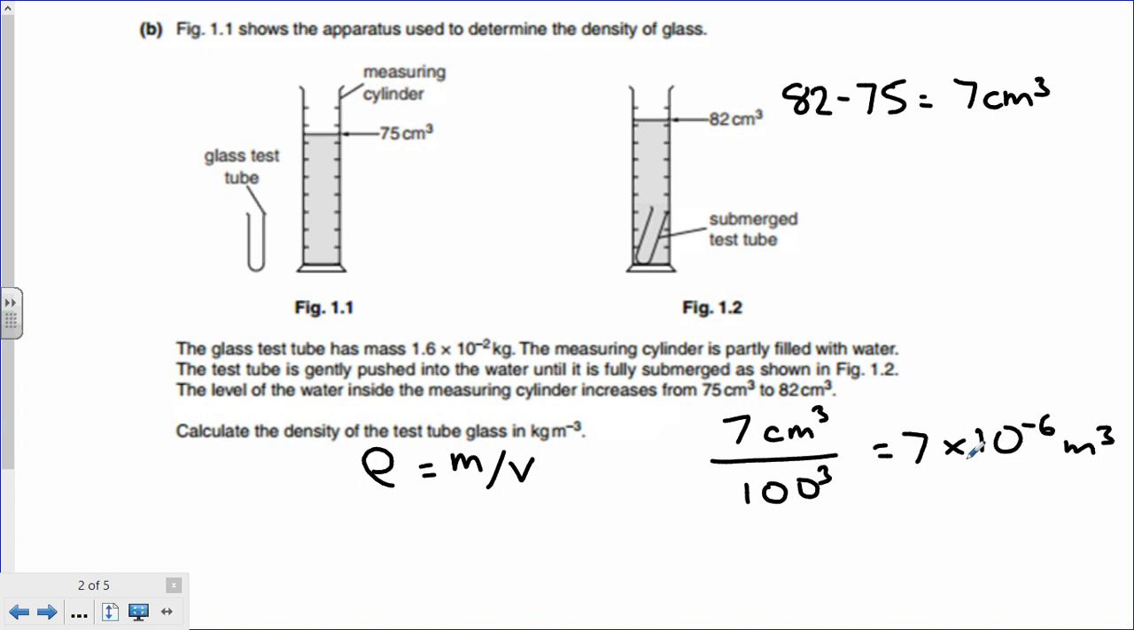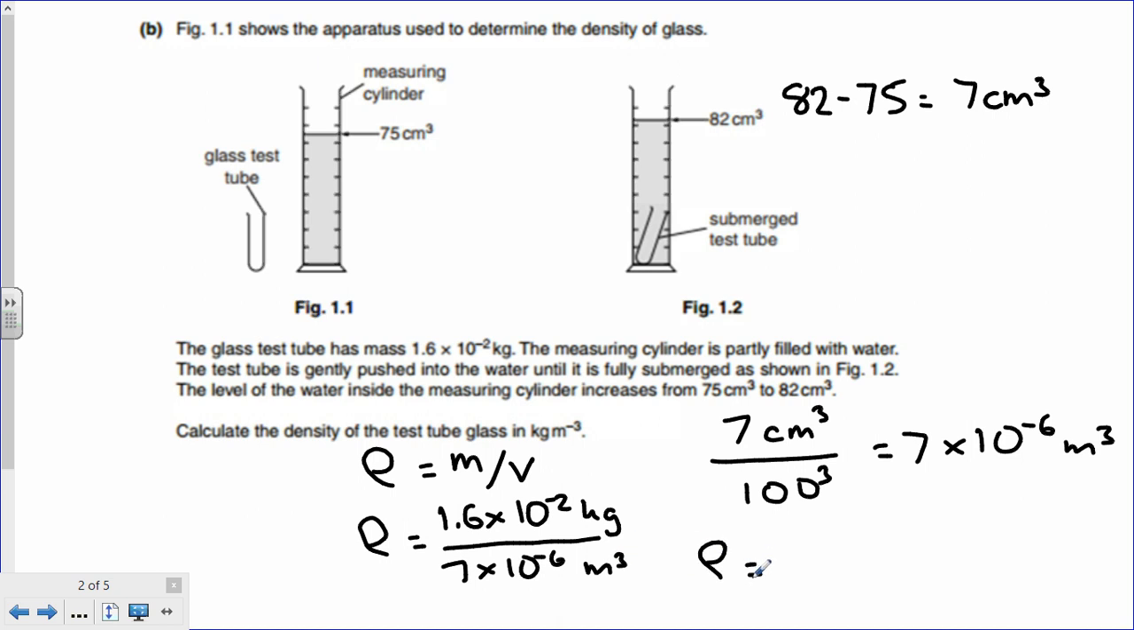So now we've got our volume in the right units and the mass, which we already had, so we can now plug these into our equation. So 1.6 times 10 to the minus 2 kilograms. I'll just write the units as I go along, to make sure you're putting the correct units in. Divided by the volume, which is 7 times 10 to the minus 6 cubic meters. So we've got an answer now. If you plug that into your calculator, you'll get 2.3 times 10 to the 3 kilograms per cubic meter. Remember that minus sign, you must put that.